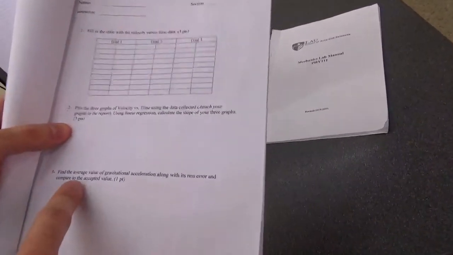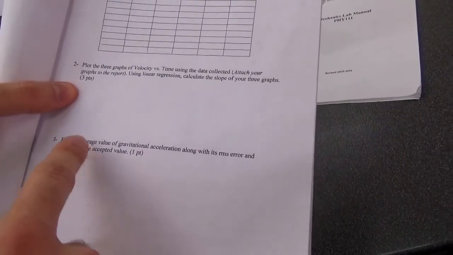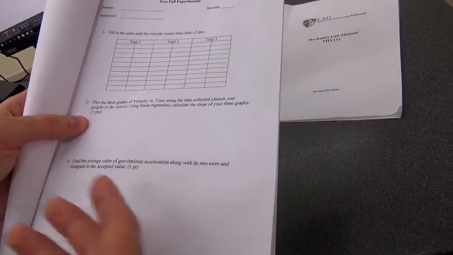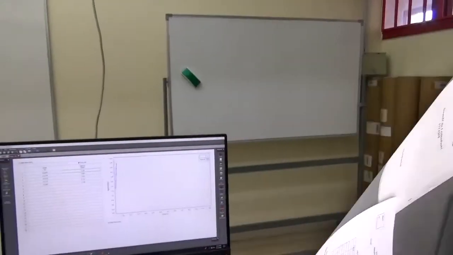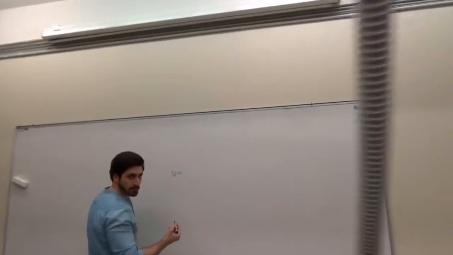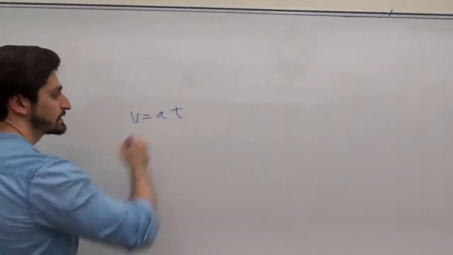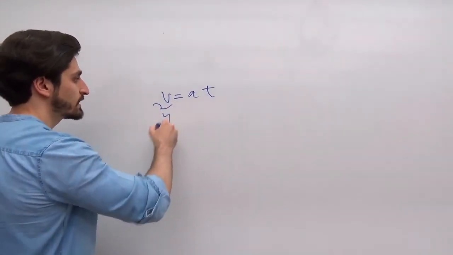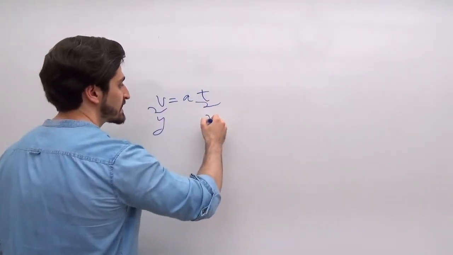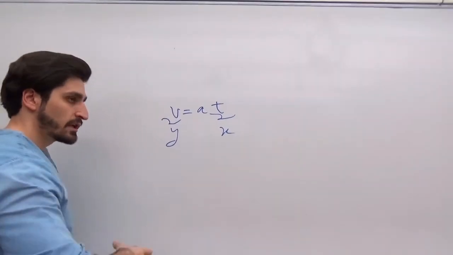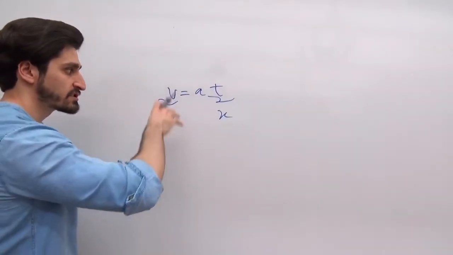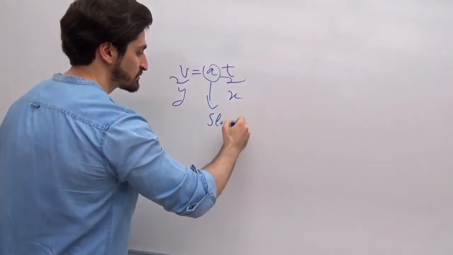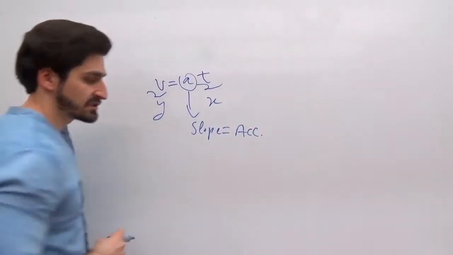Now in question number 3 over here, they are saying that you need to find the average value of the gravitational acceleration. So why are they bringing up the gravitational acceleration in that case? The velocity is actually connected to time by v equal to a times t. So like I said before, velocity is going to be taken to be the y variable, and time is going to be taken as the x variable. So in that case, whatever term that you have left, which is multiplied by the x variable, is going to represent the slope. So the slope in that case, it represents the acceleration.